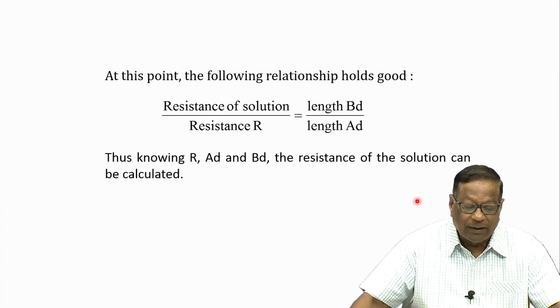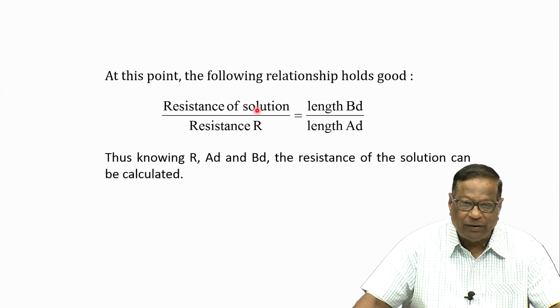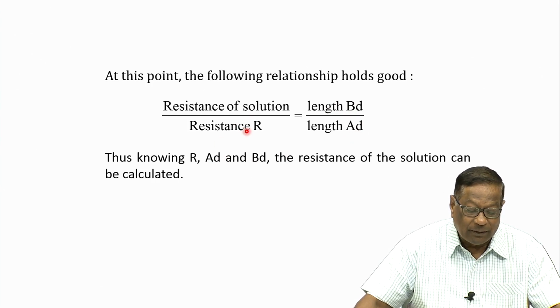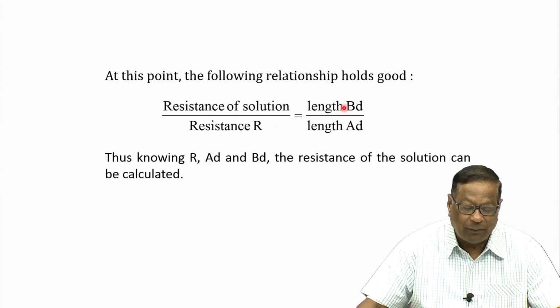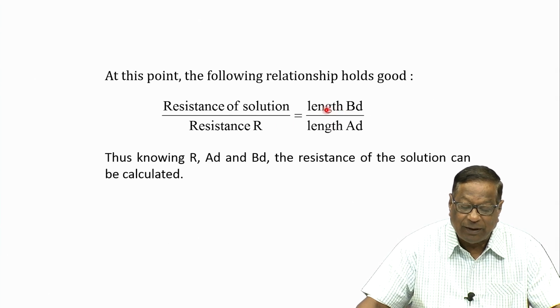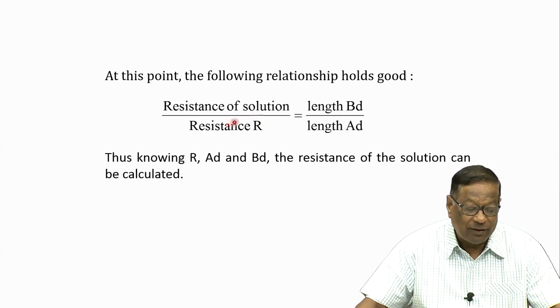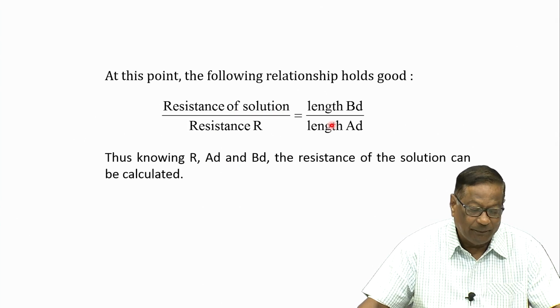So, at this point the resistance of the solution and resistance R are exactly equal to lengths BD and AD. We know R, we know AD, we know BD, because this can be measured. It is just part of the 1 meter wire, one half length, this is one side, this is the other side. If we know one side where the sound is minimum, the other side is automatically fixed. So, we know 3 parameters in this equation, and the resistance of the solution we can calculate.